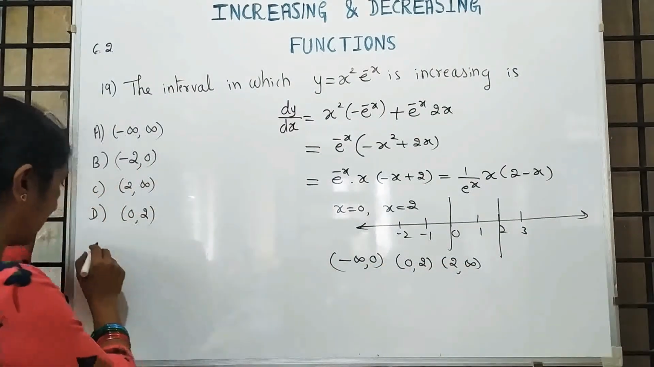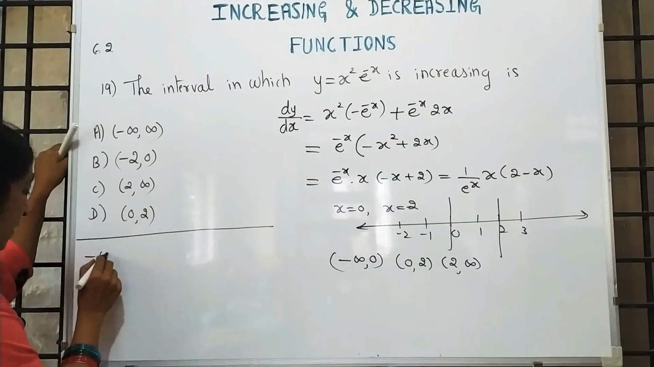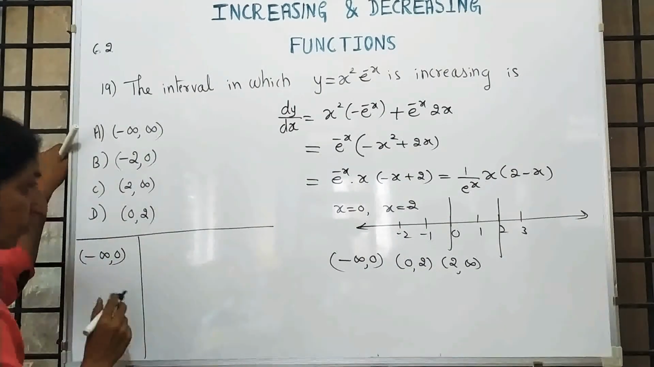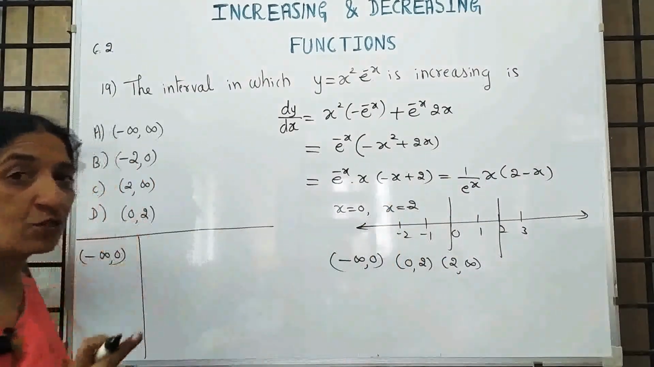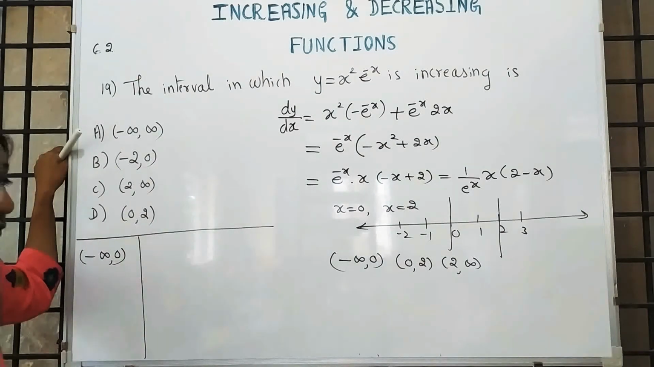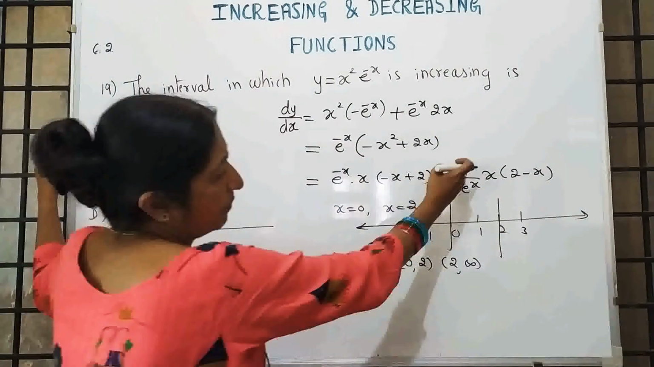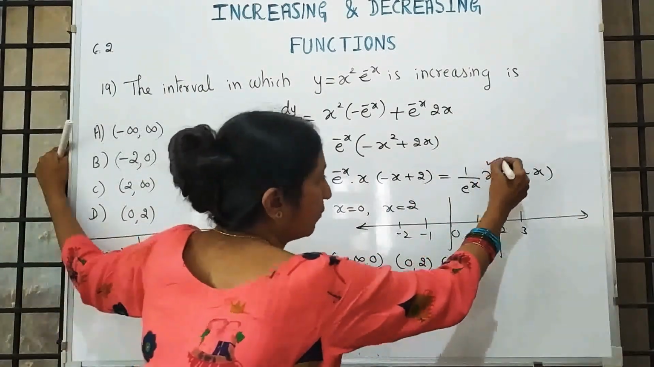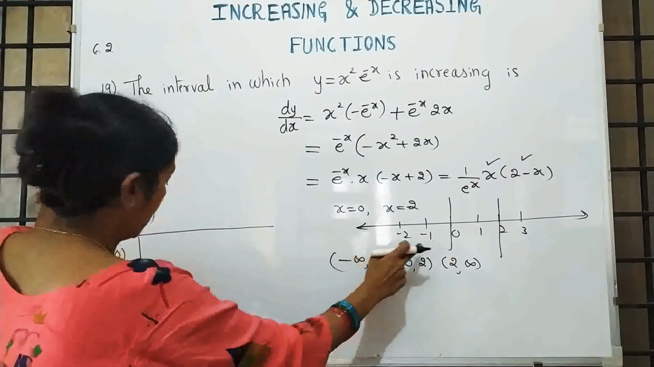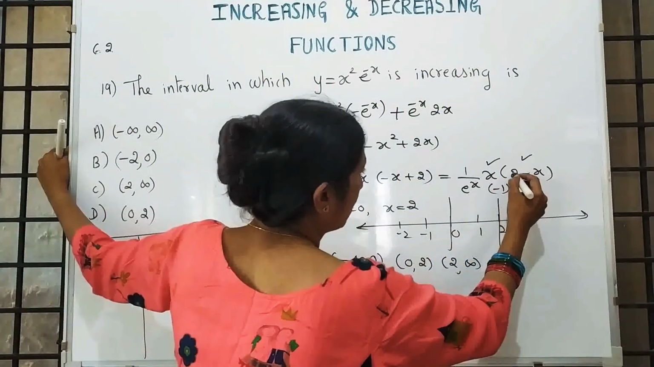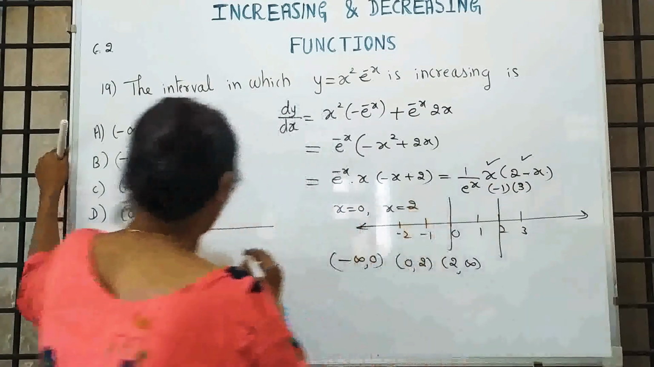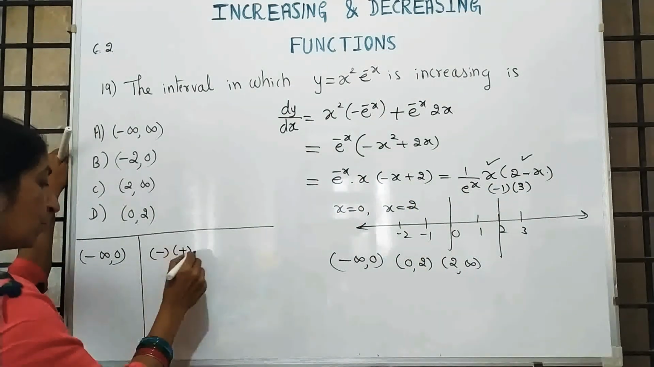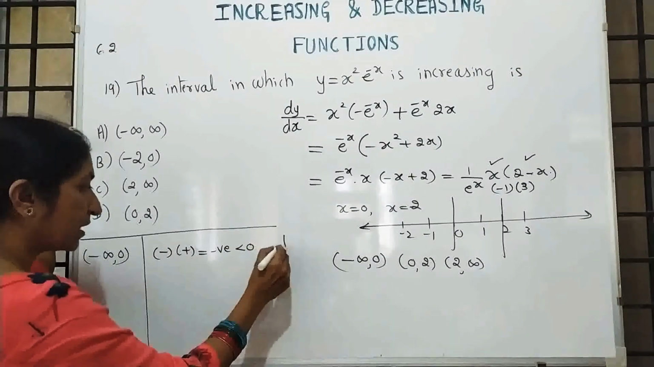For our convenience, I am writing a table. First, minus infinity to 0. In minus infinity to 0, take minus 1. Remember 1 upon e raised to x: e raised to x is the exponential value, and the exponential value is always positive because it is a value lying between 2 and 3. And if it is a reciprocal, no problem, that is also positive. That means we have to check only these two factors. If you take minus 1, this is minus 1, this is 2 minus, minus into minus is plus, that is 3. One is negative and one is positive. Negative times positive, finally we got negative.